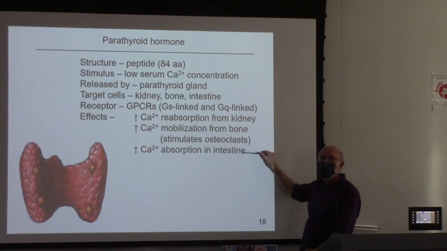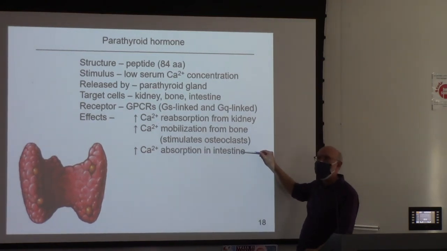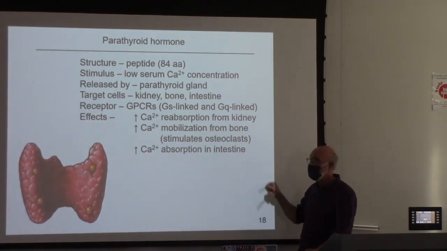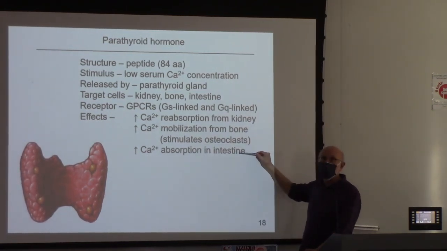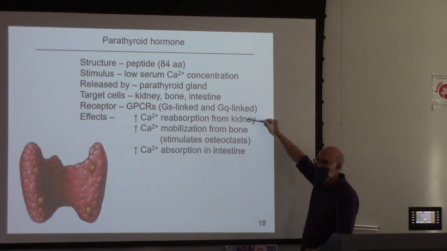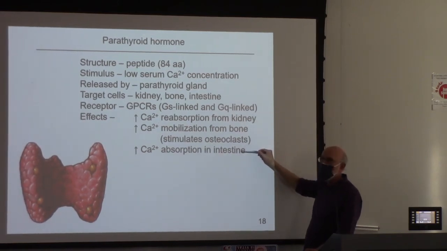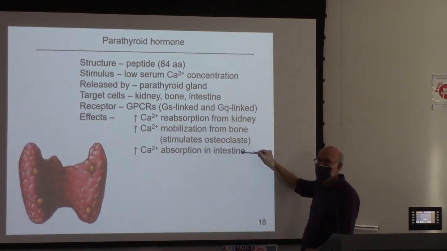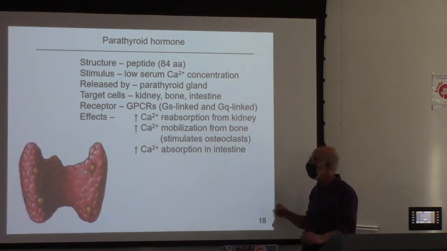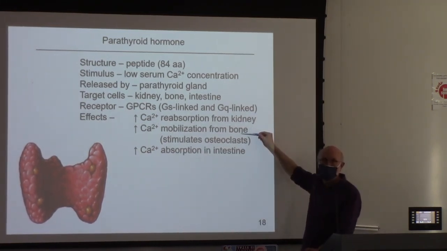We want to absorb all the calcium we can get from our food. So we don't want to excrete it as feces. We want to absorb it as calcium. So it increases the absorption of calcium from food. So we conserve it, we get all we can from our food, and if necessary, we take it from bone.